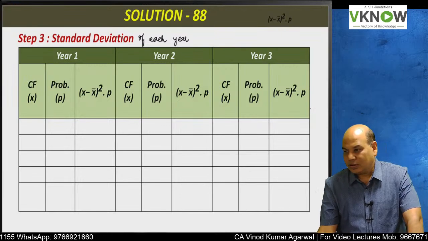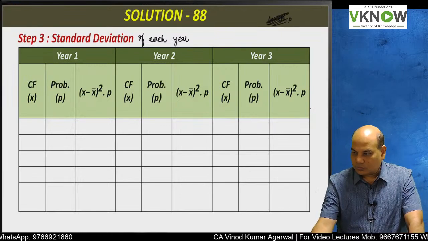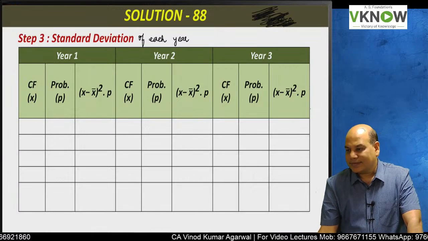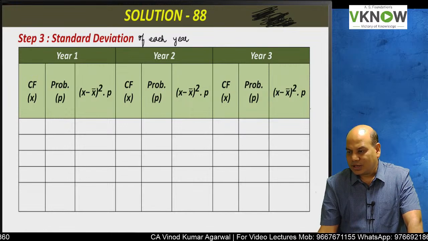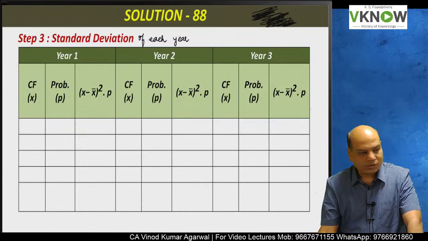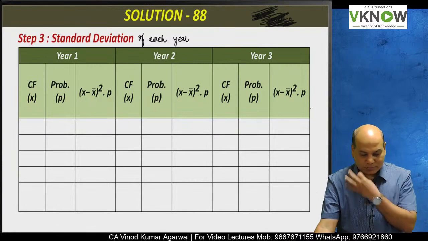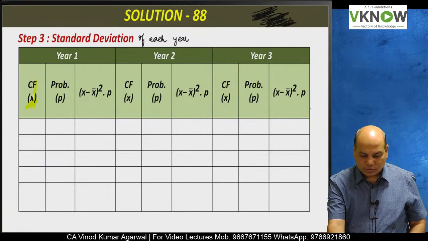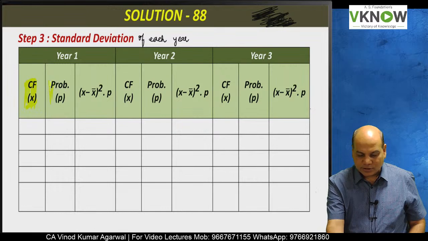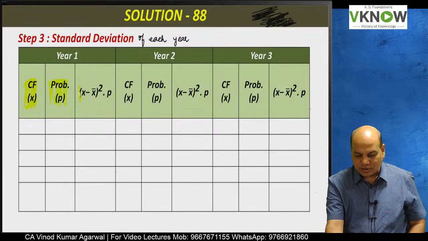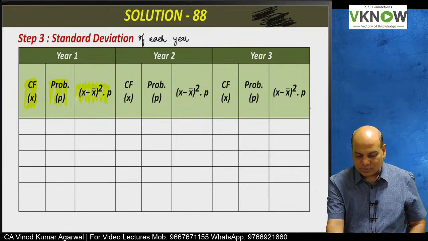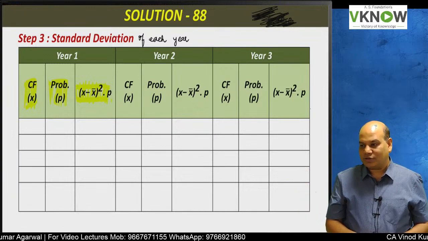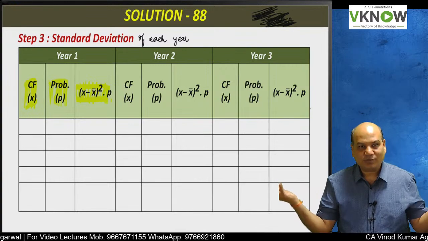Step number 3, standard deviation of each year. Again draw the same columns, year 1, year 2, year 3. Under year 1, we will draw 3 columns. This is nothing new for you. We started our chapter with this calculation and we are almost ending with this same calculation. In between you might have learned something, I don't know. So this is the full circle of the same type of question.